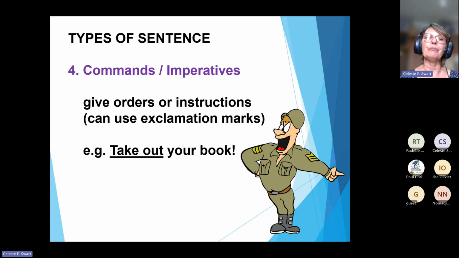Okay, then the next one, commands or imperatives. So I've selected a soldier who's drilling people because he gives instructions, he gives orders. And remember this, it can use an exclamation mark. Take out your book. Get out of my class. Stop doing that. Those are orders or instructions. It's not saying, would you please? You're being told to do it. There's no option here. You've been given an order to do something. And that is what is important here.